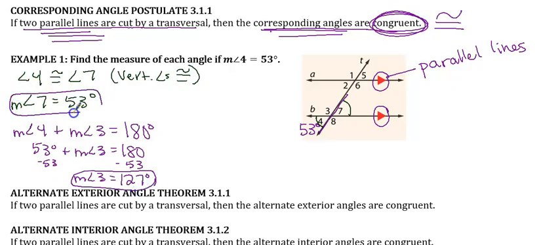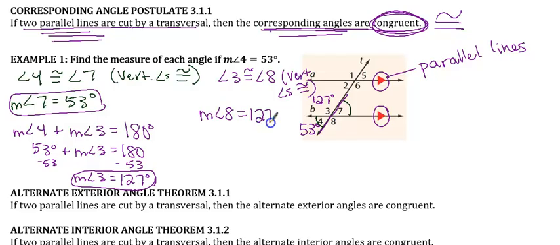Let me put a box around this one. Okay, so we know angle 3 is 127 degrees. Well, angle 3 and angle 8 are vertical angles, so we know angle 3 is congruent to angle 8. Let me put a congruent symbol because, again, vertical angles are congruent. So the measure of angle 8 has to equal 127 degrees also.